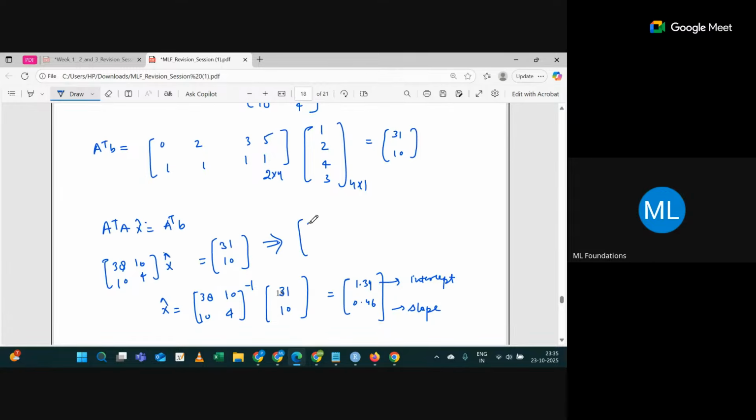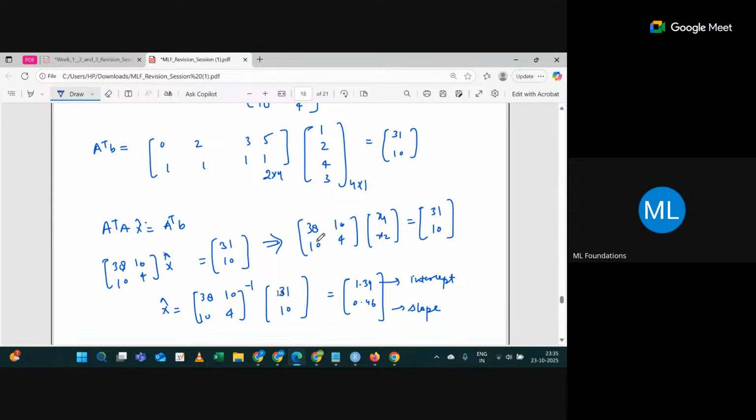Basically, you can take the matrix 38, 10, 10, 4, with x1 and x2, and the right side 31 and 10. So here you will get two equations, right? 38 times x1 plus 10 x2 equals 31, and 10 x1 plus 4 x2 equals 10. Solve this, you will get this answer.